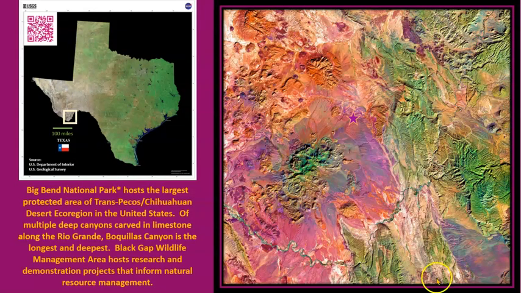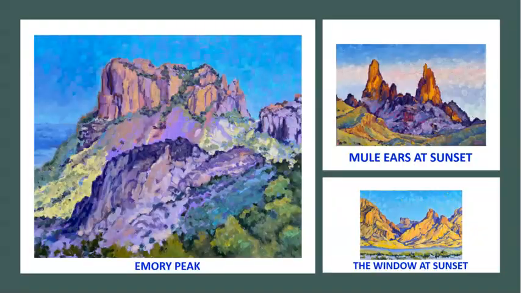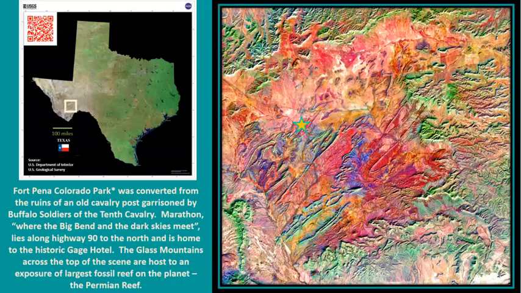Big Bend National Park is north of the Big Bend in the Rio Grande. It hosts the largest protected area of Trans-Pecos, also known as Chihuahuan Desert ecoregion, in the United States. Iconic mountain views from the Big Bend National Park provide a perspective on the dramatic mountainous landscape of this region.